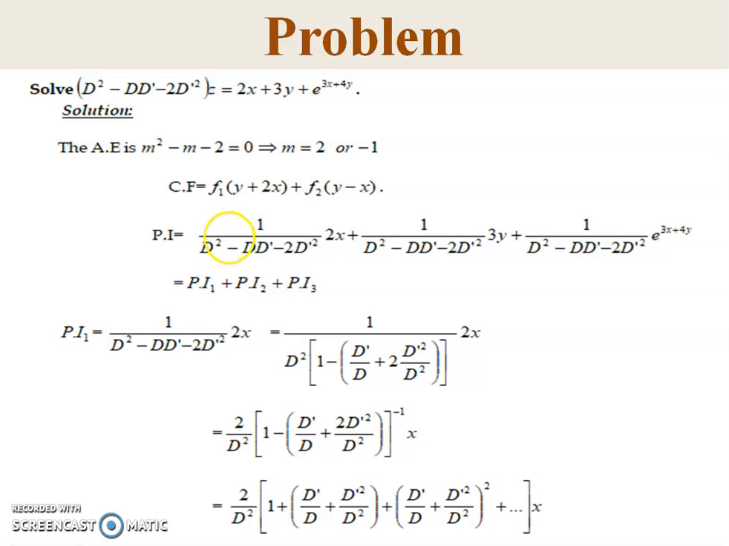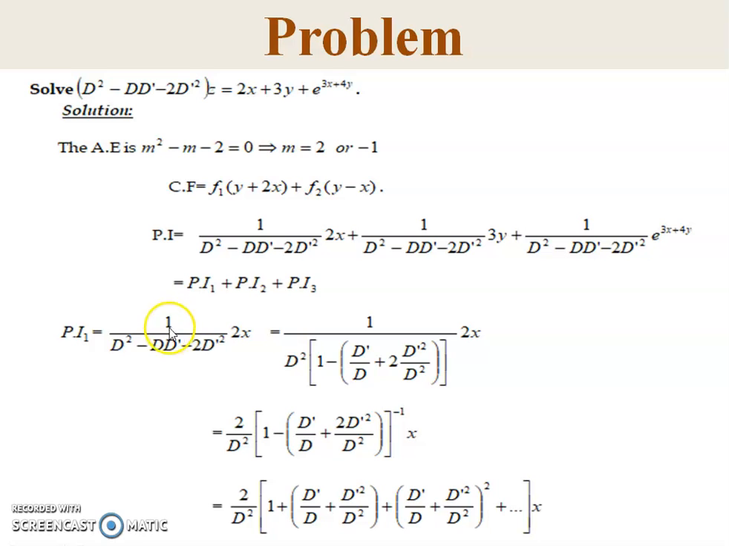Now we are going to find a particular integral. In the RHS we have 2x + 3y + e^(3x+4y), three functions there. So we can write the particular integral as 2x by (D² − DD′ − 2D′²), similarly 3y by (D² − DD′ − 2D′²), and e^(3x+4y) by (D² − DD′ − 2D′²). So we have three particular integrals, PI1, PI2, PI3.